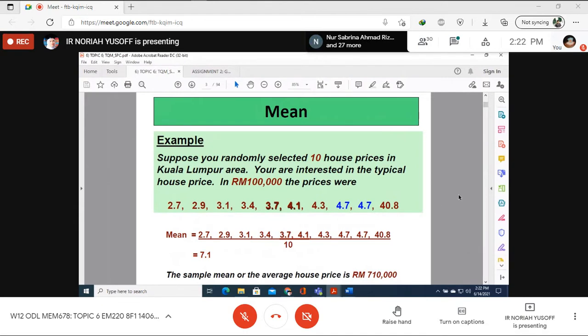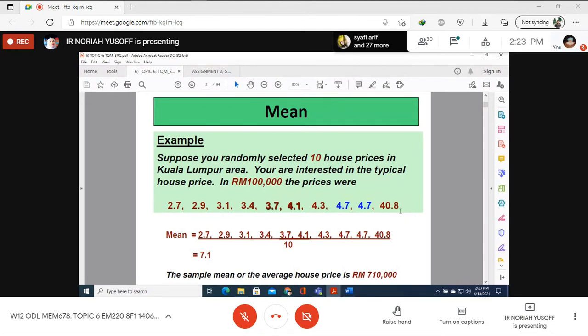Now, for the mean value here, this example is about the house prices in area KL, okay? So, you are interested in the typical house price, which is RM 100K, okay? So 2.7 is referring to 270K, yeah? So, you multiply by 100K, okay? So, this is the data that, let's say, you manage to gather for the housing prices in the KL area.